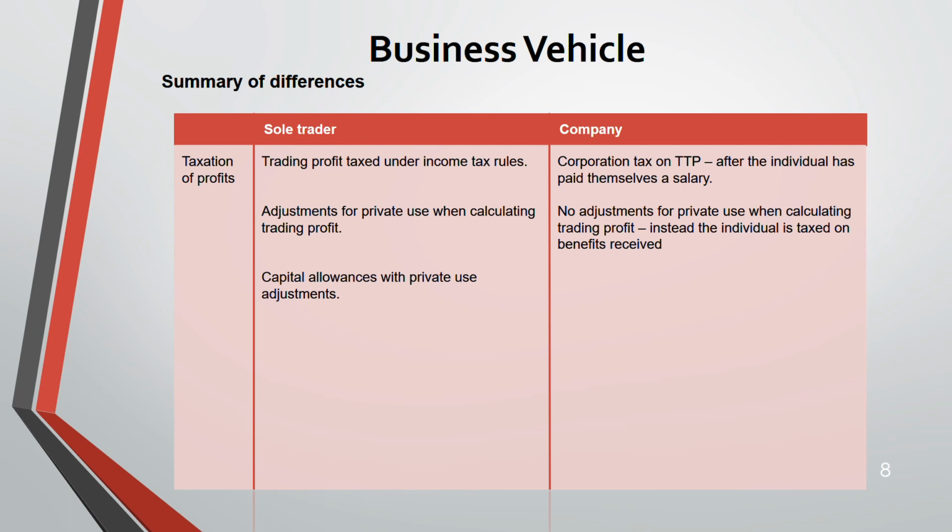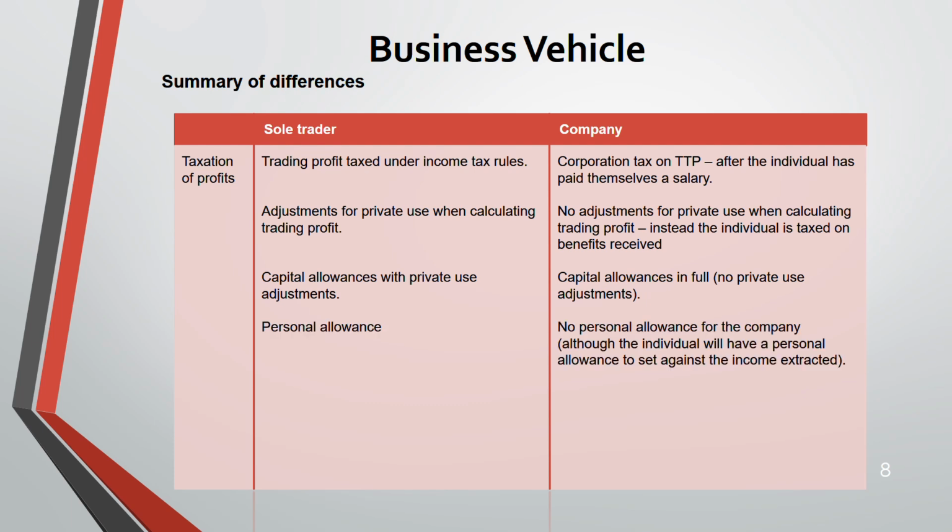For the capital allowance calculation, for a sole trader, there is a private use adjustment. For a company, no private use adjustment. Full capital allowance is given. Personal allowance for a sole trader, no personal allowance for a company. Okay.